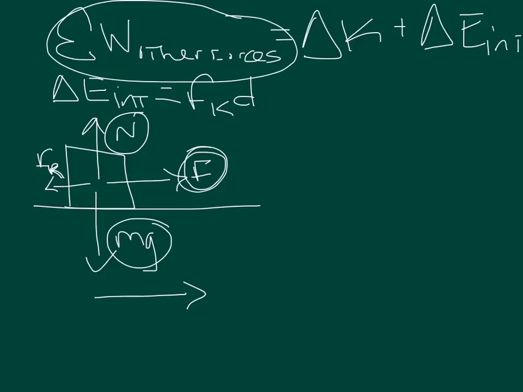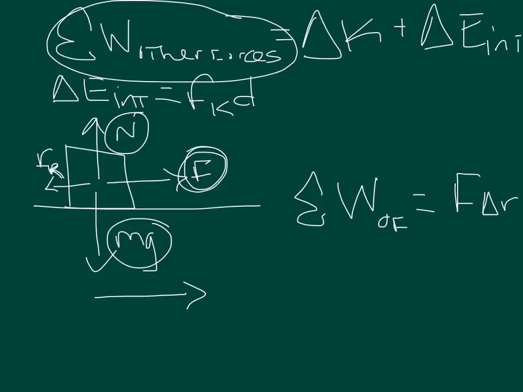So I would say that the sum of the work done by the other forces, which I'm just going to call OF for other forces, is equal to the force times the displacement. And since the displacement and the force are directed in the same direction, the cosine would just be 0.